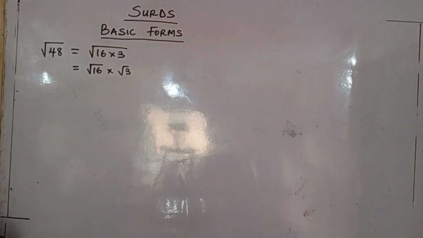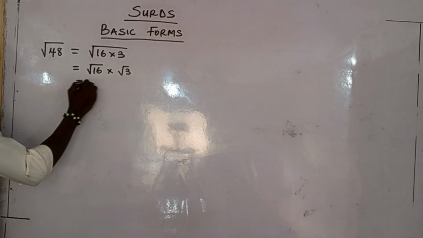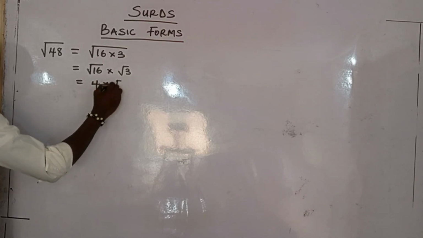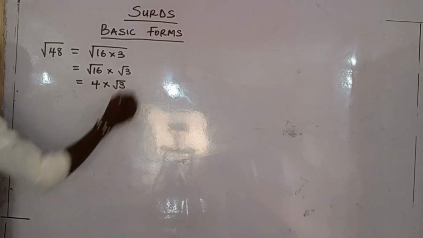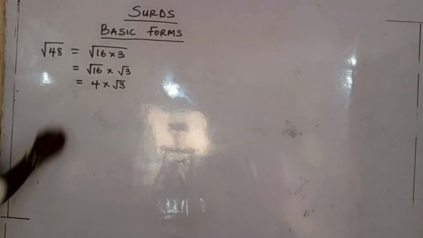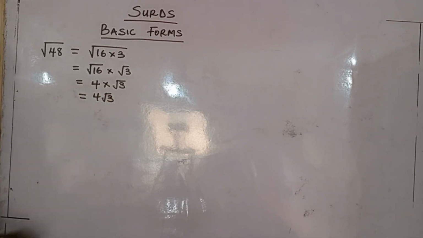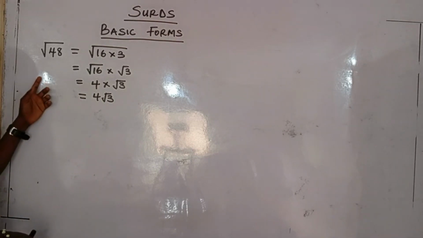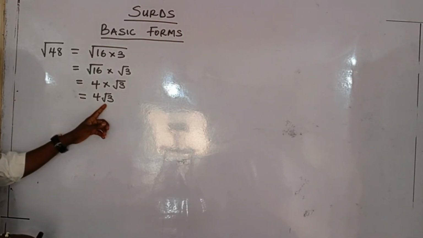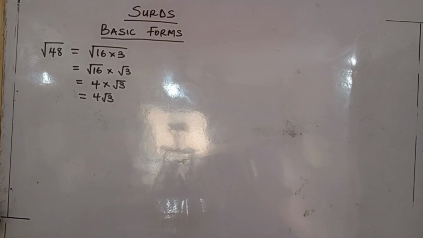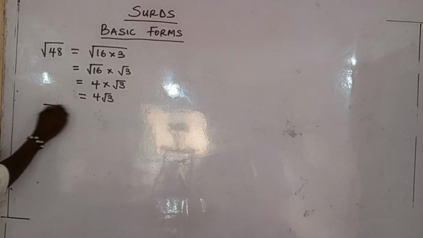Now, square root of 16 that we know is 4, so times the square root of 3. Now, 3 is not a perfect square. So that means our final answer will be 4 root 3. So we have been able to express 48 in its basic form. Now, let's look at another example.